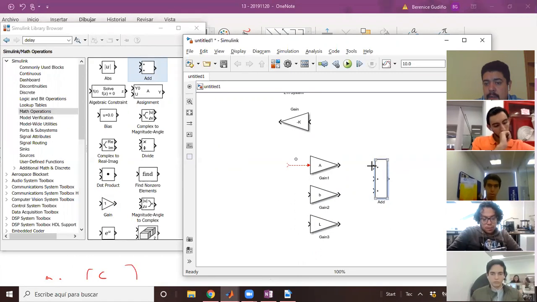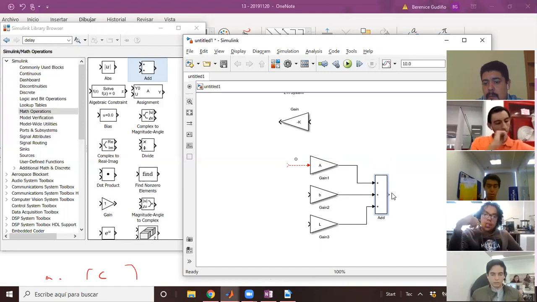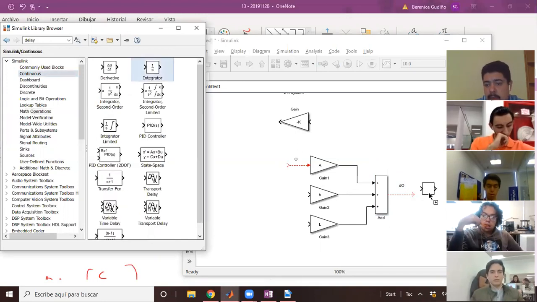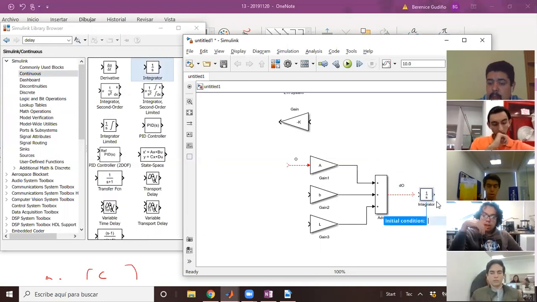Need 3 additions. What I have in here is the derivative of O, right? What do I need to do in order to obtain O? I need to make the integral of it. I will integrate it. I'll put an initial condition. And this is O.